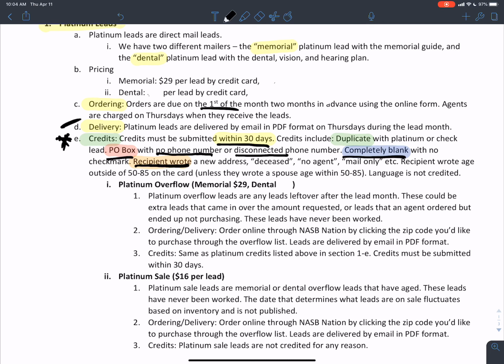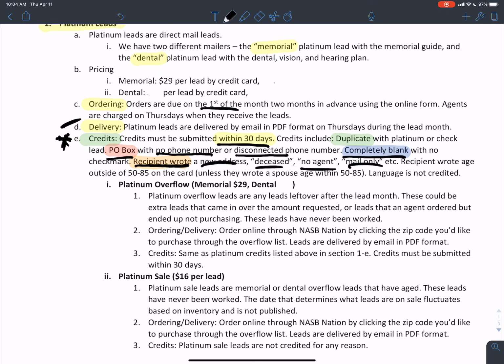So if you call me or you send a lead and you want a credit, like, hey, this person moved, right, and they didn't write a new address outside your area on the lead, we can't credit that. Okay, it has to be cold hard facts. They wrote on the lead a new address that's outside your area. They wrote on the lead card they're deceased, someone died, no agent, or mail only.